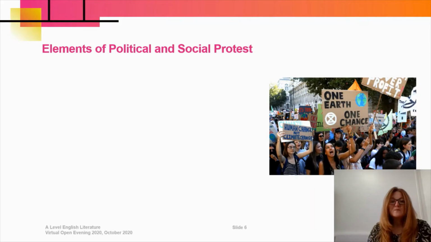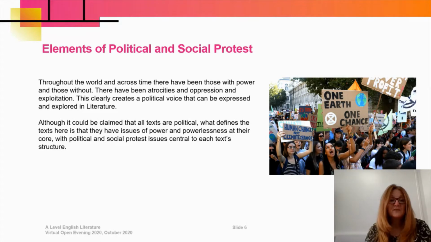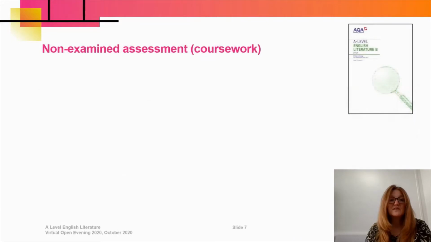Elements of political and social protest. What could be more relevant at the moment? We live in a world that is full of situations where you have atrocities, oppression and exploitation, and this is why it's so relevant for our literary study. Although it could be claimed that all texts are political, we have to think about our texts in terms of power and powerlessness, what each text represents, and how it helps us to understand the world around us.